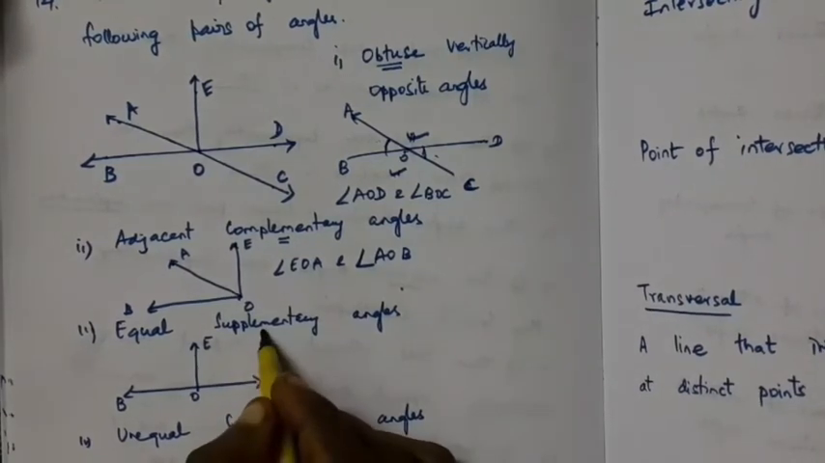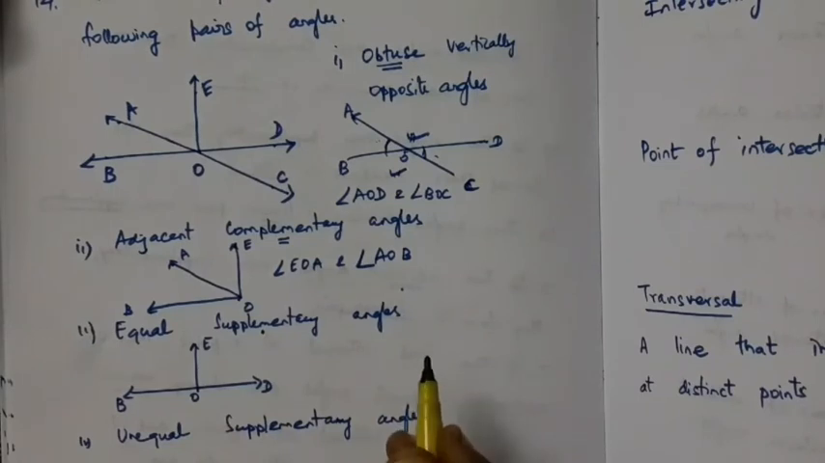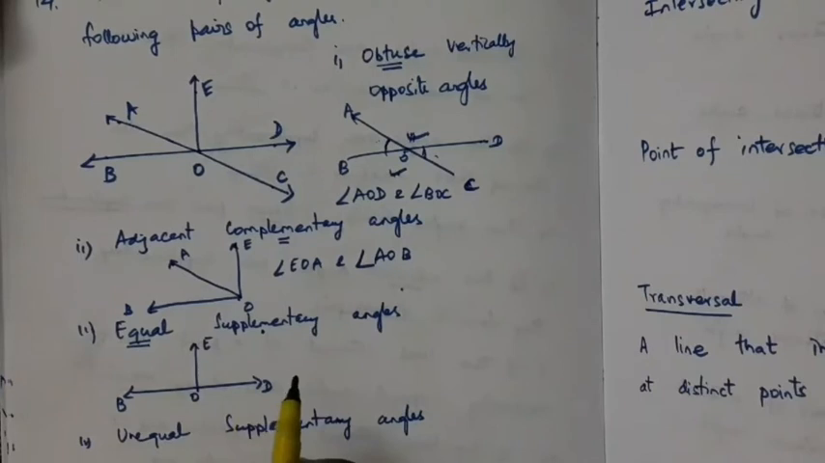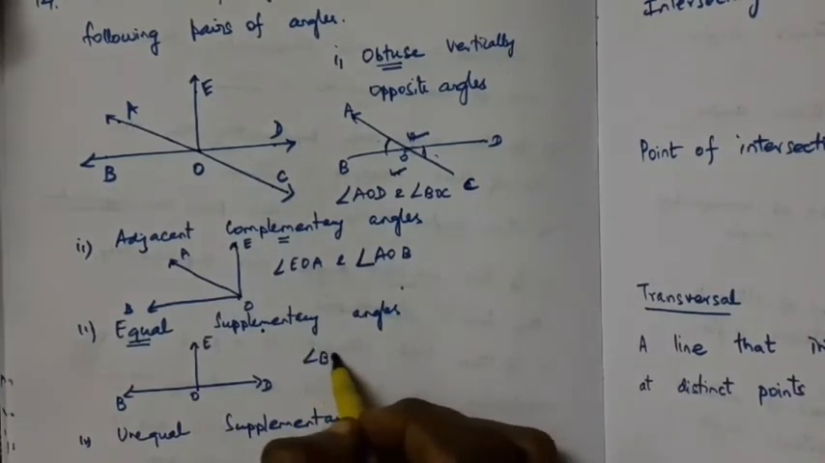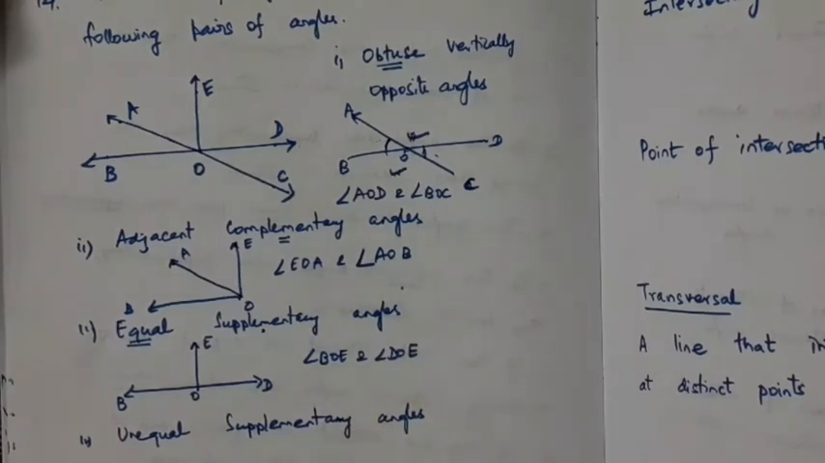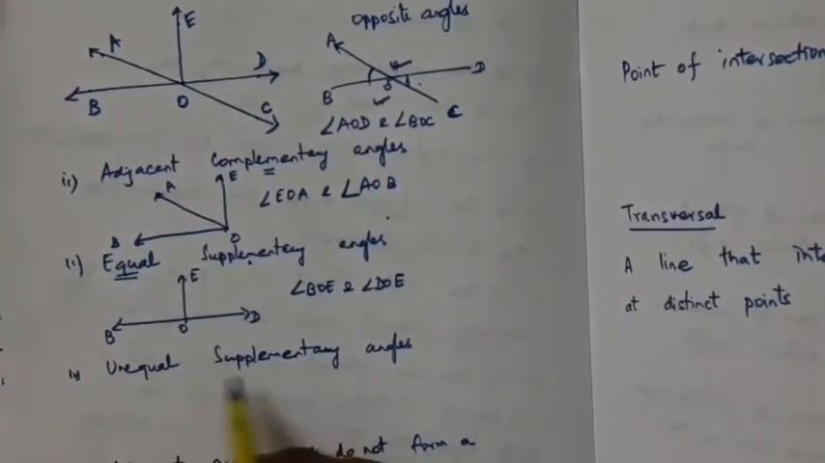So what is a supplementary angle? When you add two angles, it will give 180 degrees. Now they added the word equal, so these two angles should be equal. So it should be 90 degrees each: angle BOE and angle DOE. Either you can write BOE or EOB. Don't get confused with that.